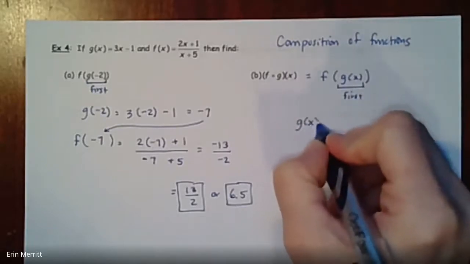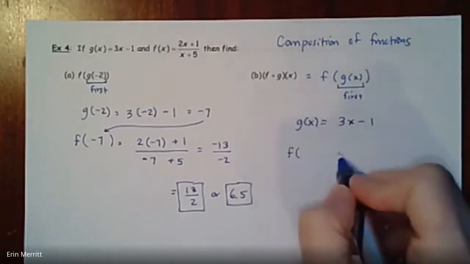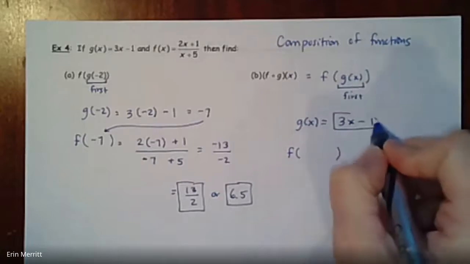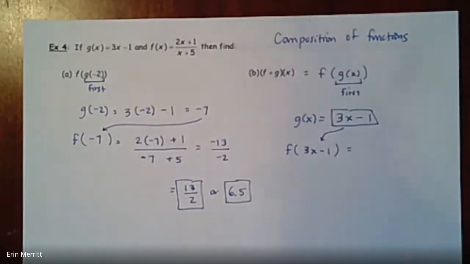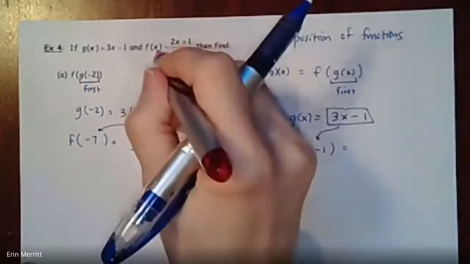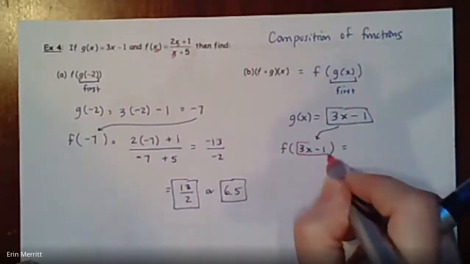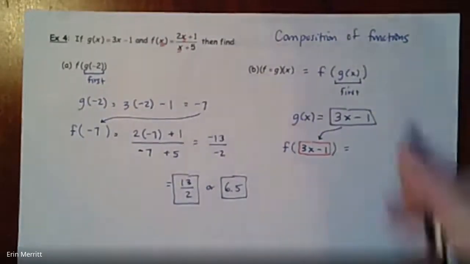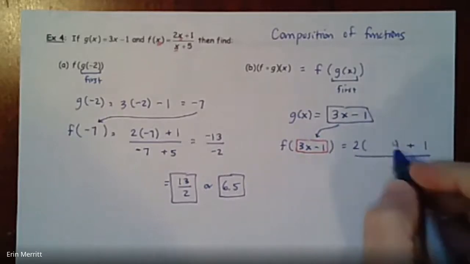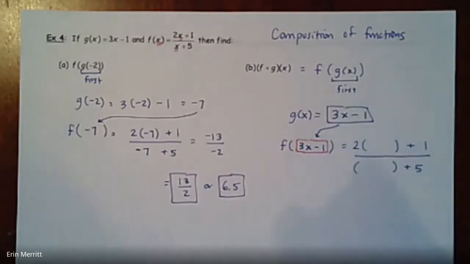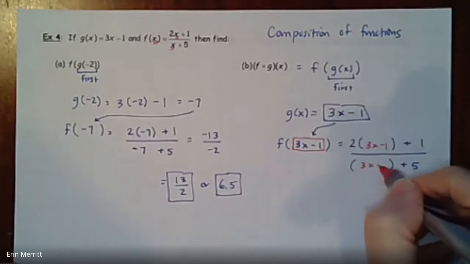So g of x simply is the function 3x minus 1. Now we take that and we plug it in to the f function. So we're going to take this entire thing and plug it in. What that means for us is over in the f function, wherever we had an x, here and here, we are now putting 3x minus 1 in those spots. So that means that it's 2 times whatever you plug in plus 1, and then over whatever you plug in plus 5. Well, what I'm plugging in here is the 3x minus 1 there and the 3x minus 1 here.